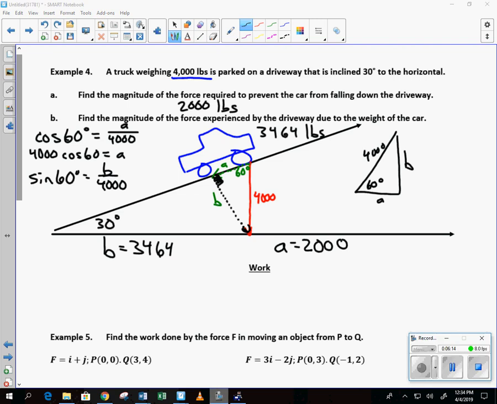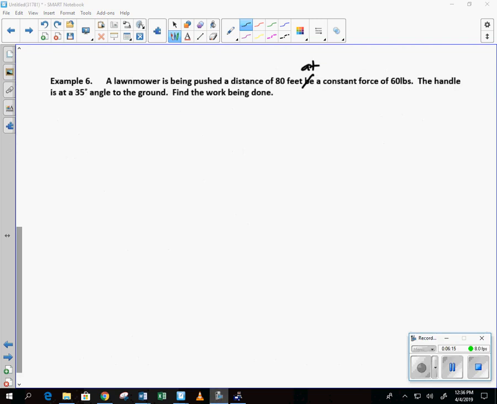Okay, time for a little experiment. All right, well, let's look at this next one. How is this next one different than the first one? Okay, it's a lawnmower. It's being pushed. What else? What are we trying to compute in this one? The work being done. So I want to compute the work being done.